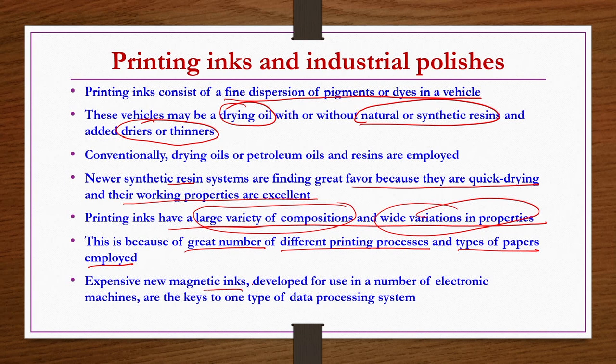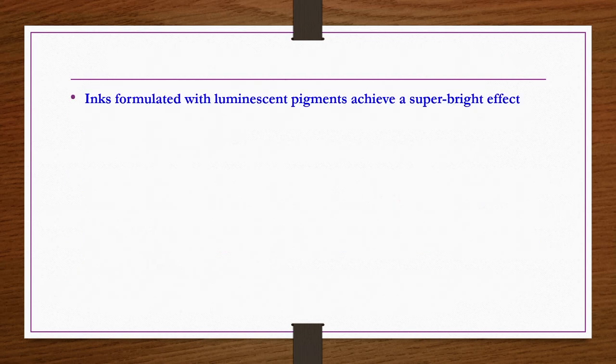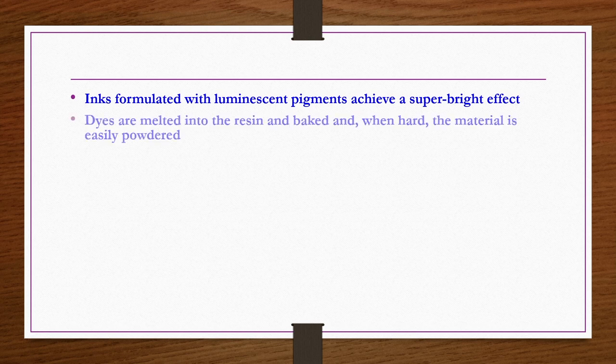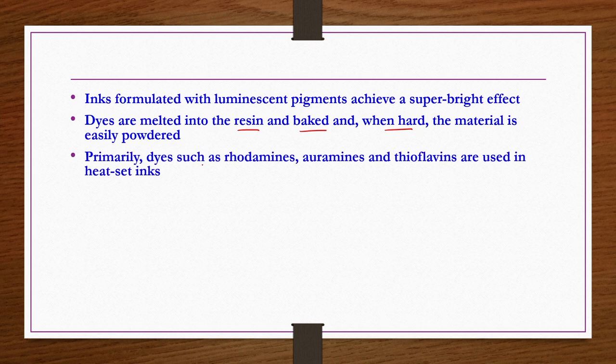Expensive new magnetic inks developed for use in a number of electronic machines are the key to one type of data processing system. For that, specially different types of printing inks are developed, which are magnetic inks. Inks formulated with luminescent pigments achieve a super bright effect, obviously. Dyes are melted into the resin and baked, and when hard, the material is easily powdered. Primarily, dyes such as rhodamines, auramines and thioflavins are used in heat set inks.